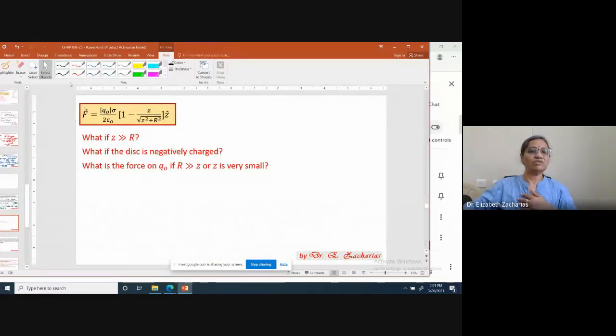Now we will put some conditions and see. So I have my equation here. Now let's put the condition: what if z becomes much, much greater than R? Straight away you should tell me, what will happen? Force is 0? No, I'm not saying z tends to infinity. Z is much, much greater than R is all I'm saying. Q0 will not see it as a plate, it will see it as a point.